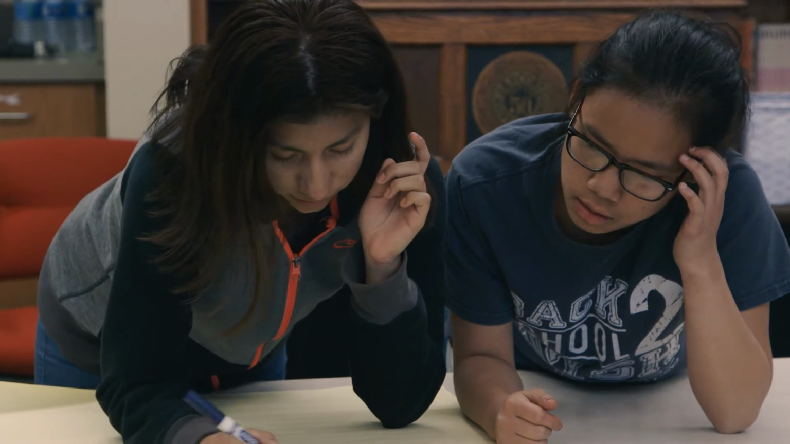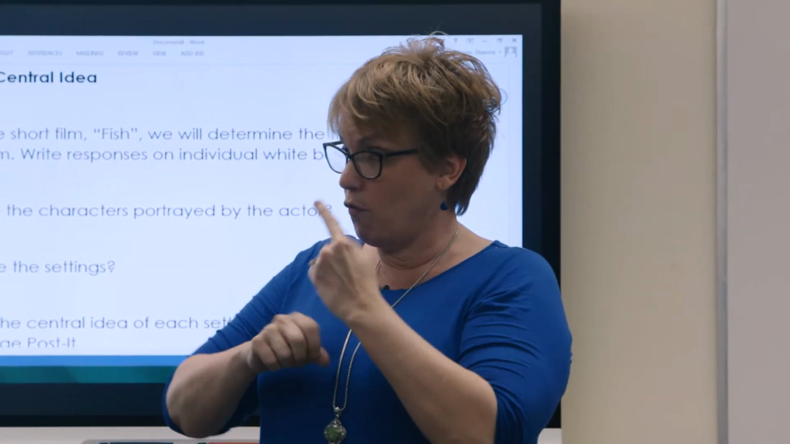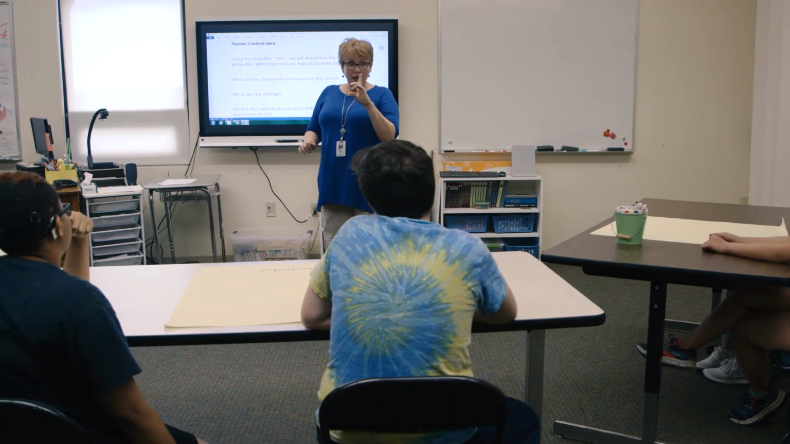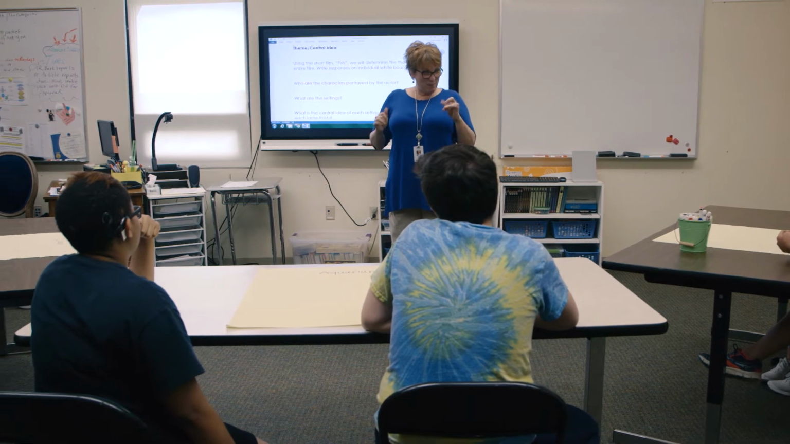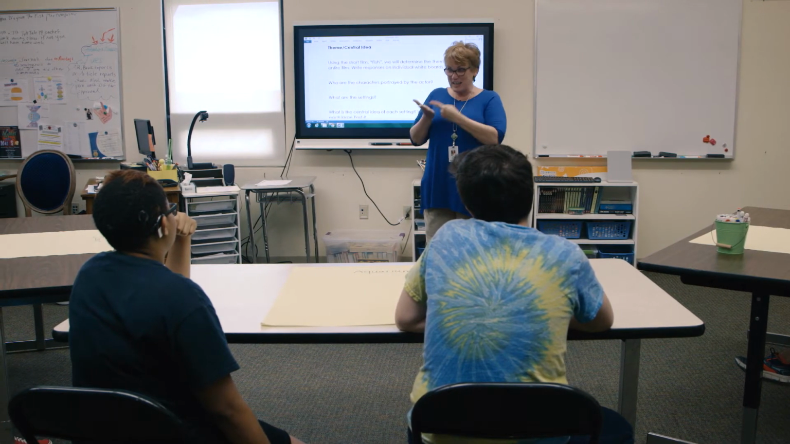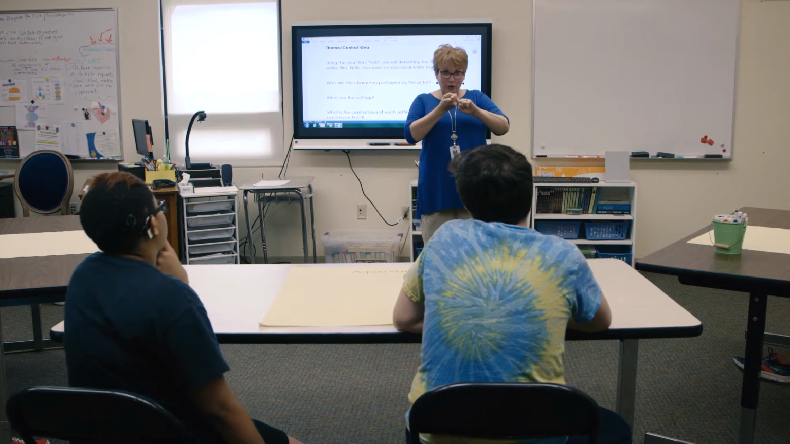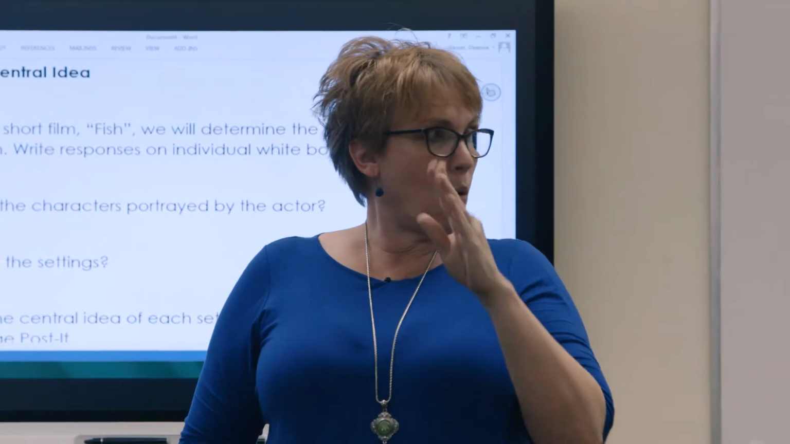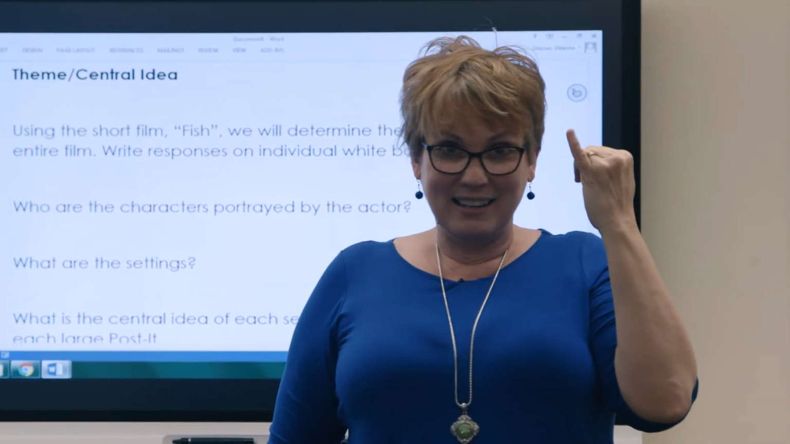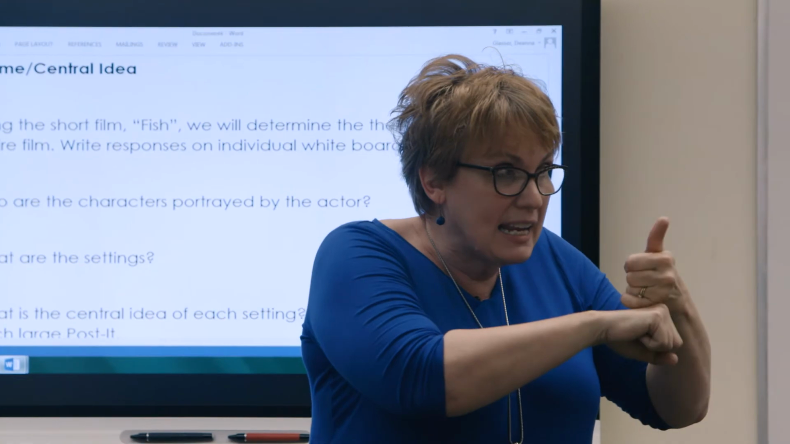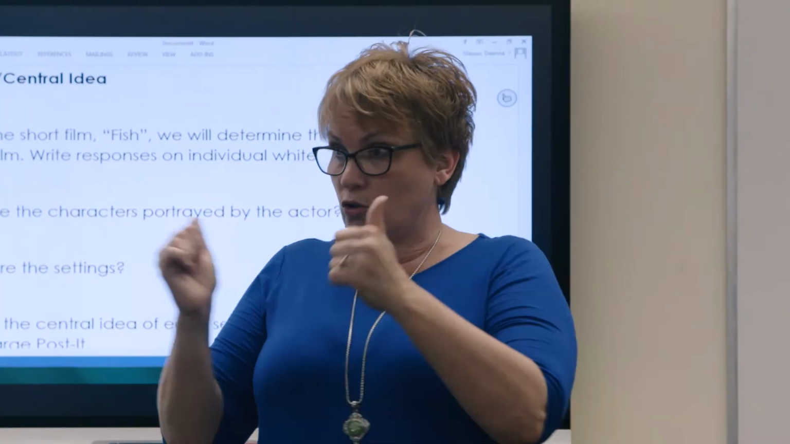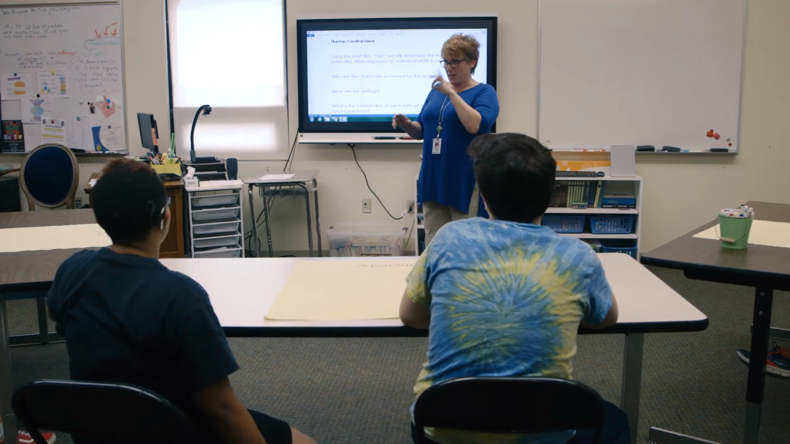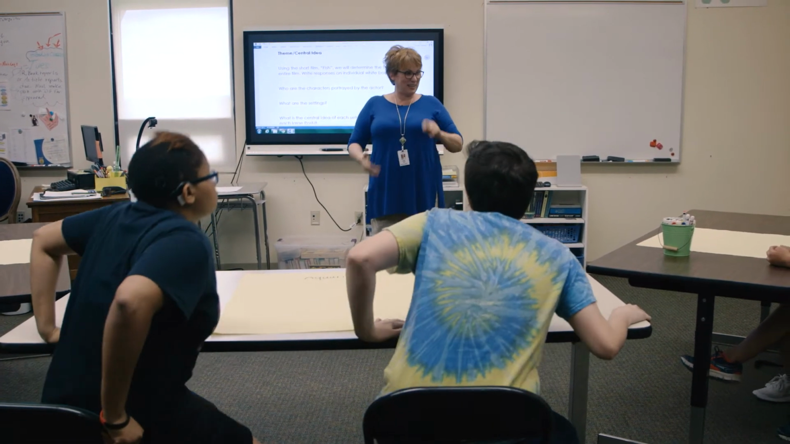Okay, we've already discussed the different settings for the short ASL film. What all of you have to do, you have to pick which setting you want to do. Discuss it with a partner and write about the theme or the central idea of that specific setting. So you're going to move to whichever one you want, discuss it, and write it. Pick your setting. Go and discuss it.